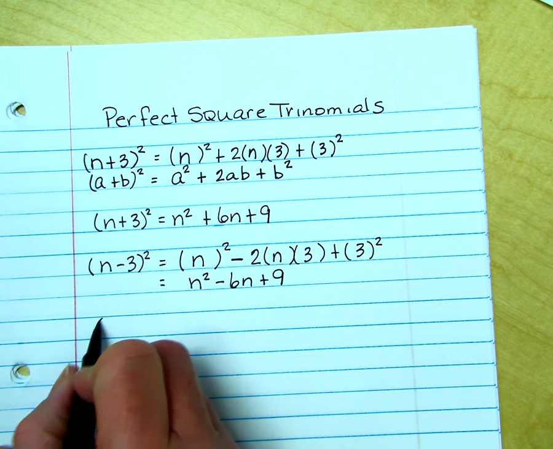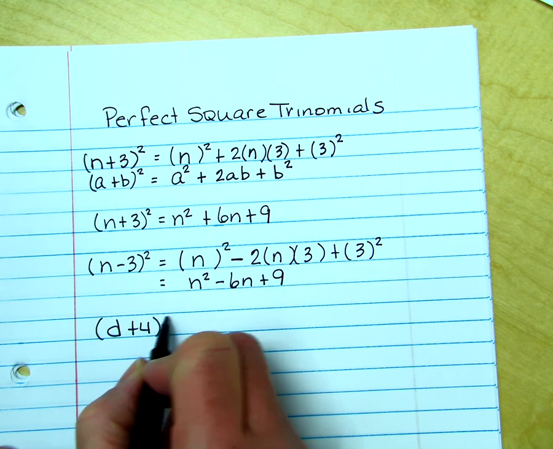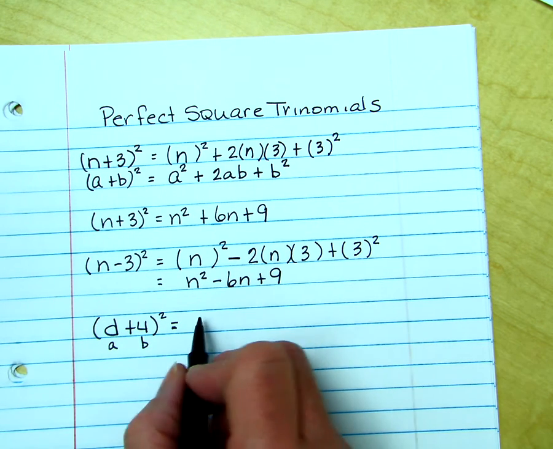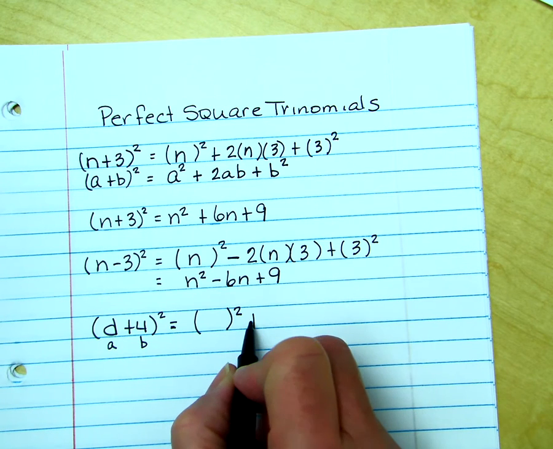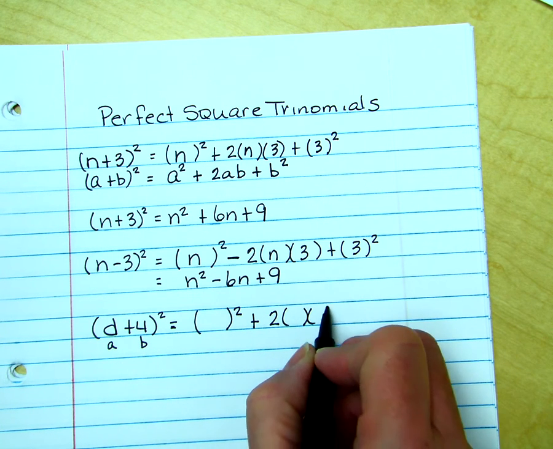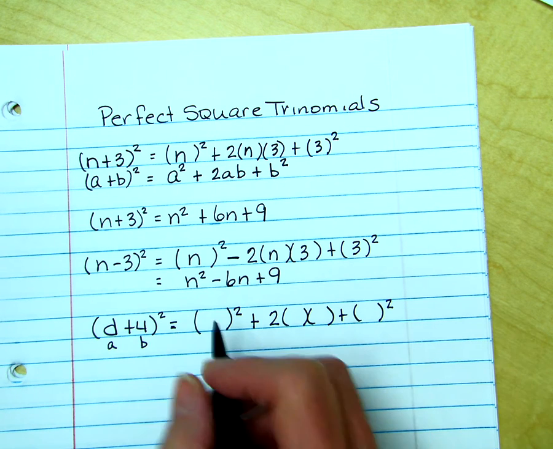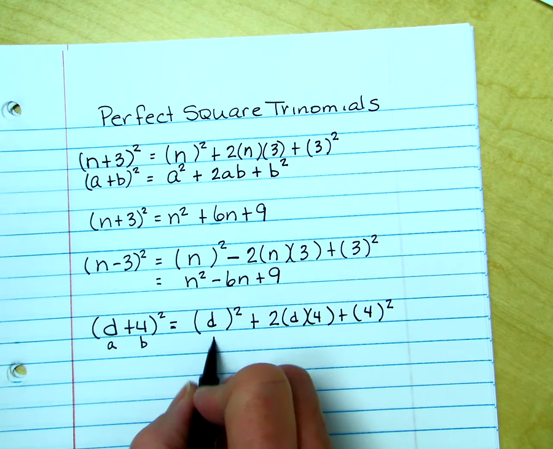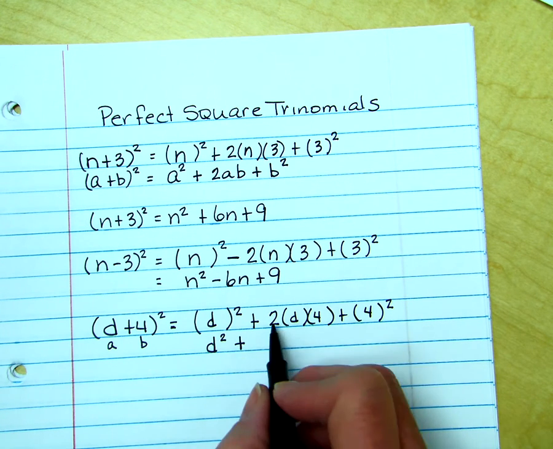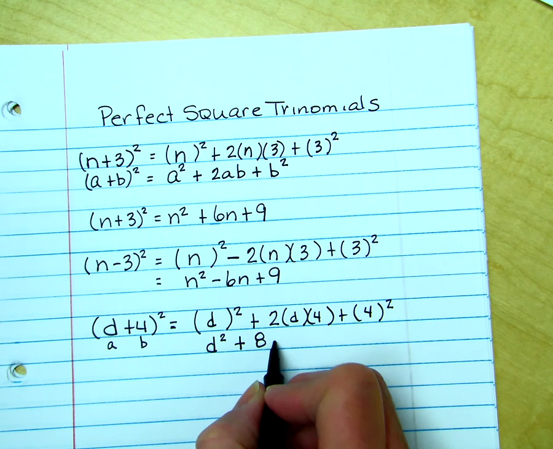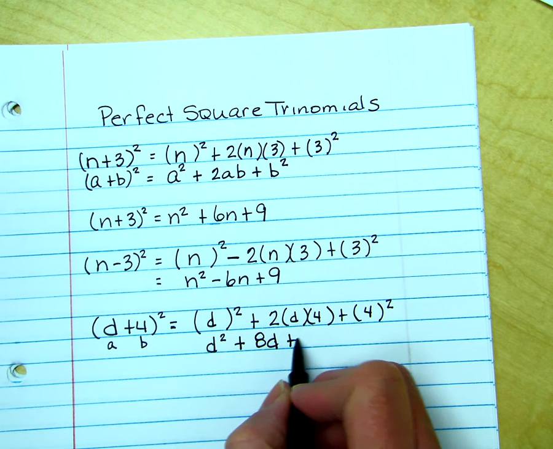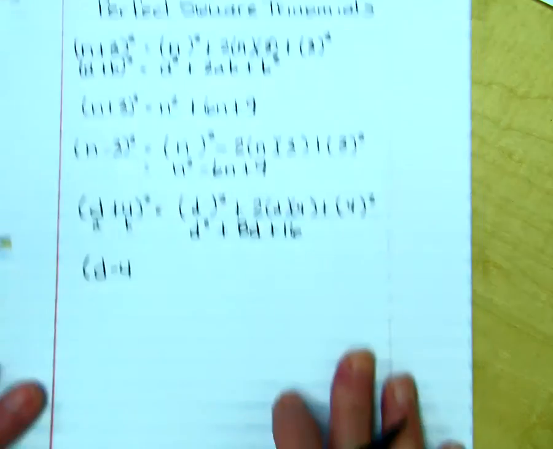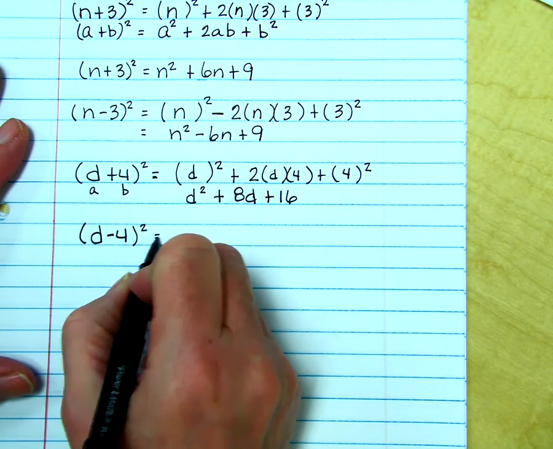I'll go ahead and do two more examples. Let's do d plus 4, that quantity squared. This is our a, this is our b. Looking at the formula chart, you know that you're going to have a squared plus 2 times a times b plus b squared, and then simply fill in your a and your b. So you end up with d squared plus 2 times d times 4 is 8d, and 4 times 4 is 16.